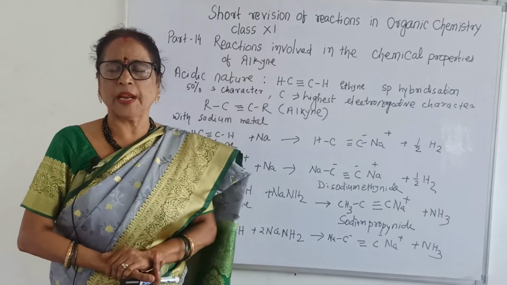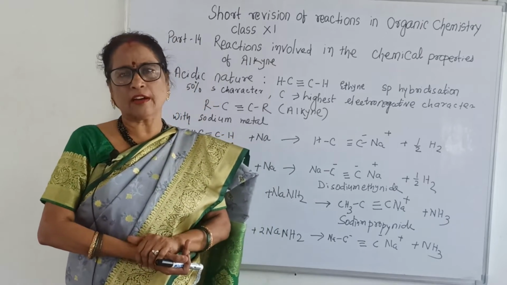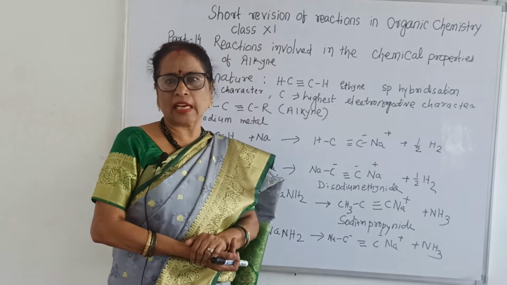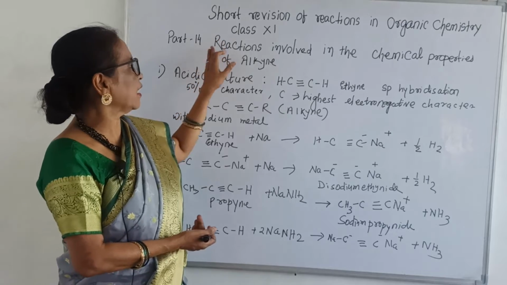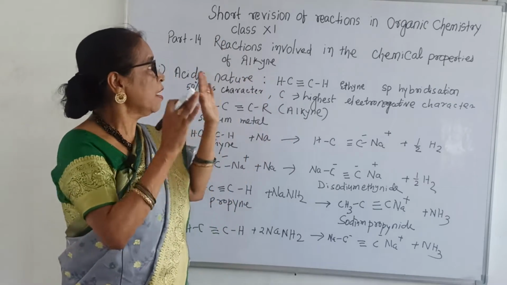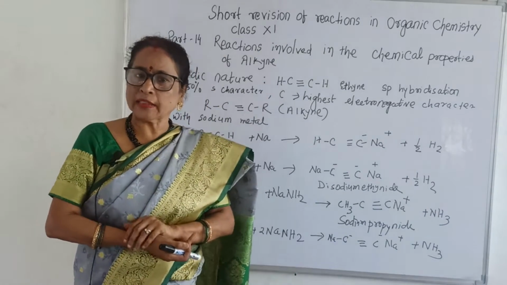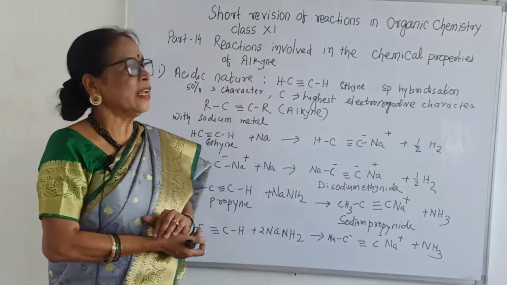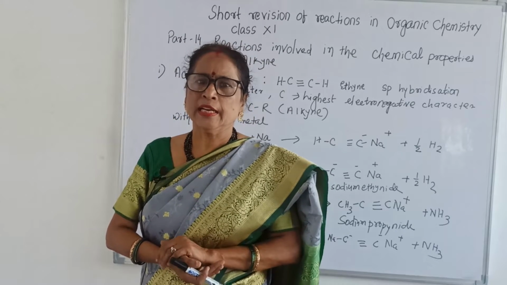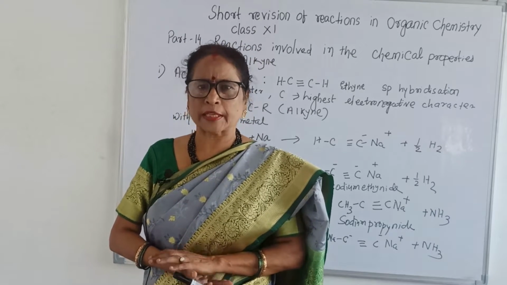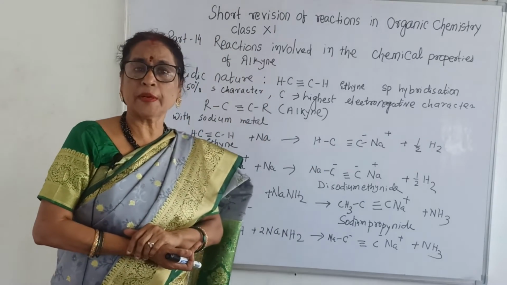Now I am going to explain the topic that is short revision of chemical reactions in organic compounds, especially involved in class 11th. Now here the topic is based on the alkyne, the reactions involved in the chemical properties of alkyne. This is part 14. In part 13, I have explained the chemical reactions involved in the preparation of alkyne. Different methods are there, which I explained in part 13. Now I will see here the chemical properties of alkyne.